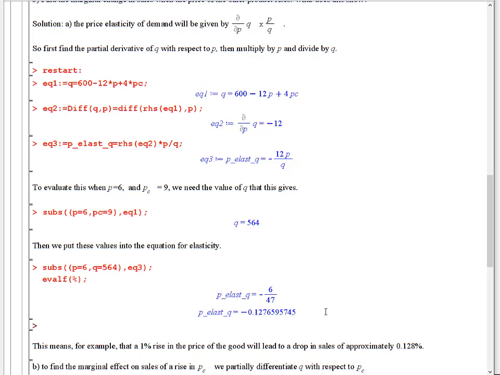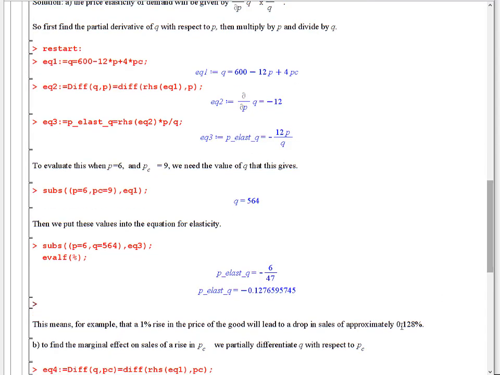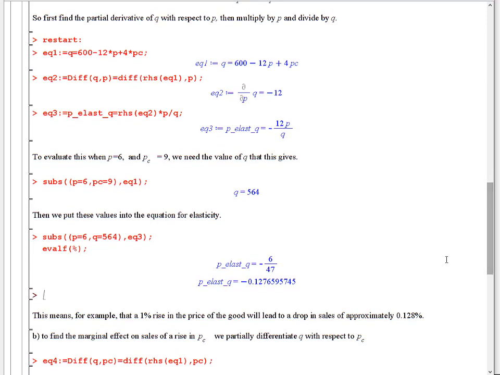This is telling us that a 1% rise in the price of your good leads to a drop in sales of approximately 0.128%. So you'd expect it to be negative. You expect that usually when the price of your good increases, you sell less of it. So price rises 1%, you get a fall in sales of 0.128%. Because this is less than 1%, so the proportionate fall has been less than the proportionate rise in prices, we say that the demand for the good is inelastic.